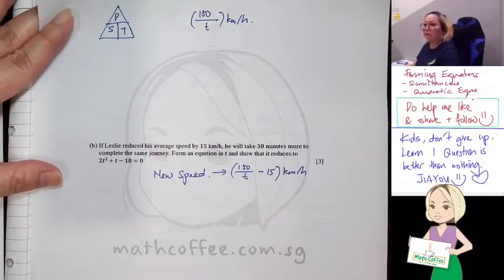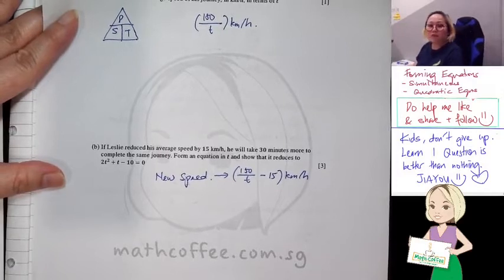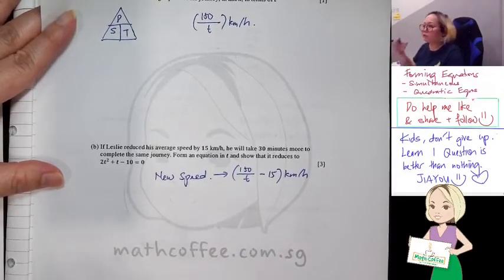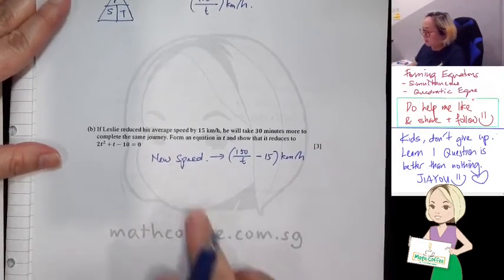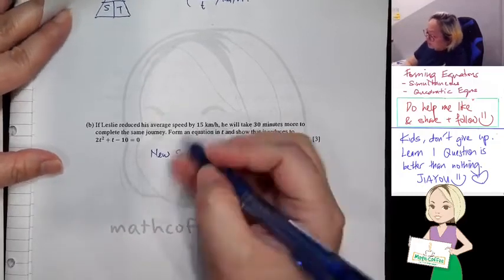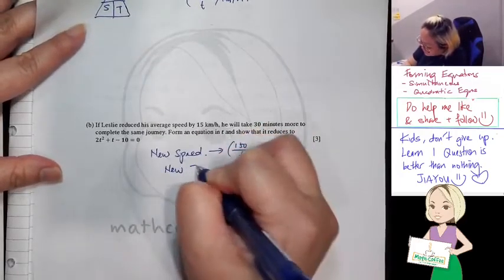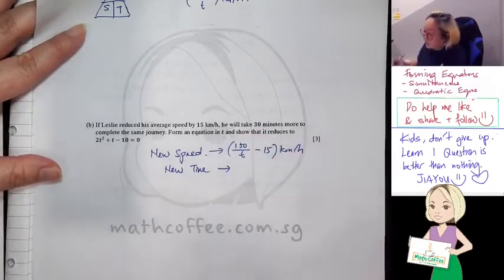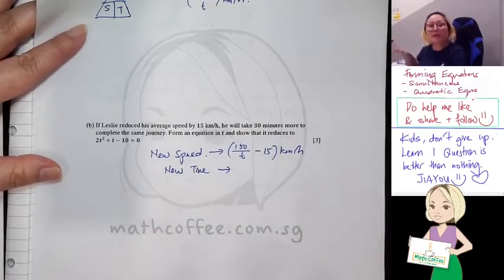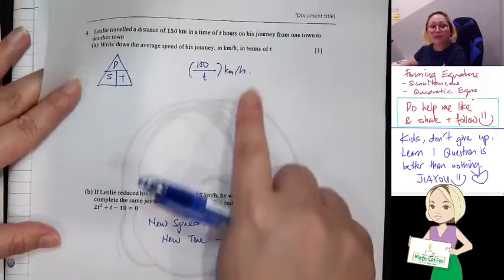This is still forming a quadratic equation, but it's using DST. That means using distance, speed, and time. So this is my new speed. What's my new time? If I'm going to use my new speed, I will take 30 minutes more. Initially, I take T hours.